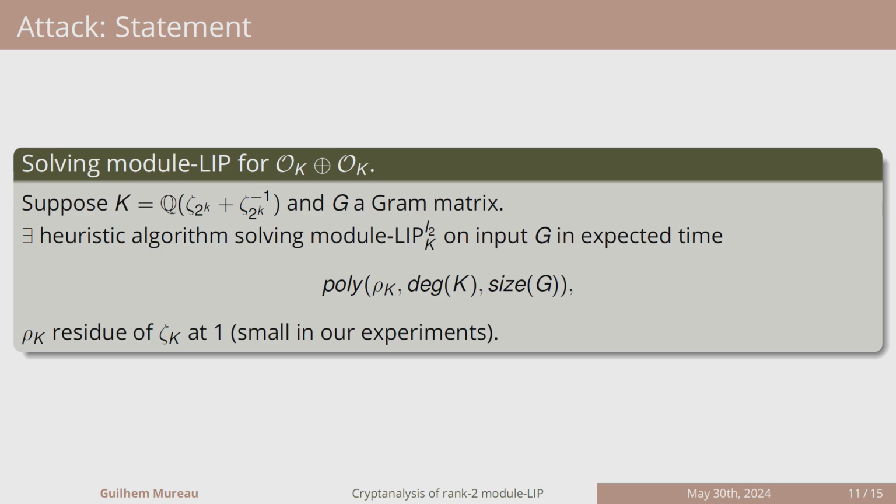There exists a heuristic algorithm solving module leap on input G in expected time polynomial in this ρk, the degree of the field, and the size of the input. And for our experiment, for the maximal totally real subfield of power of 2 cyclotomic fields, the ρk was always really small.